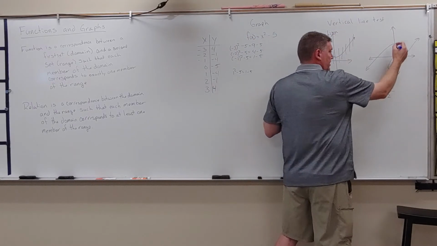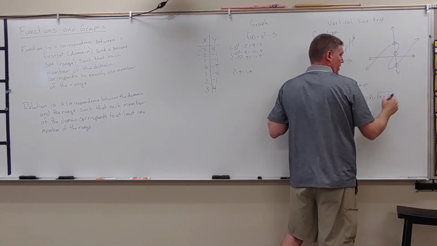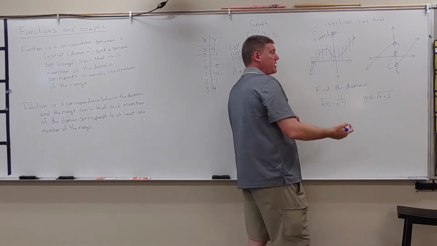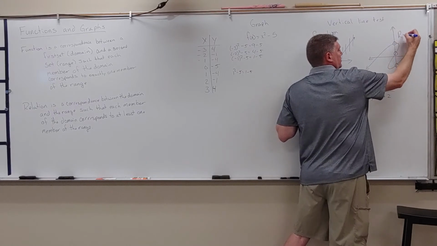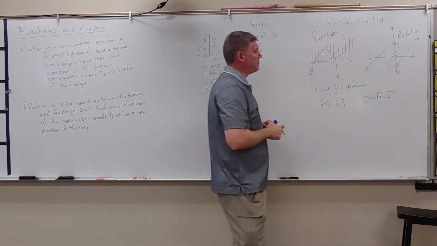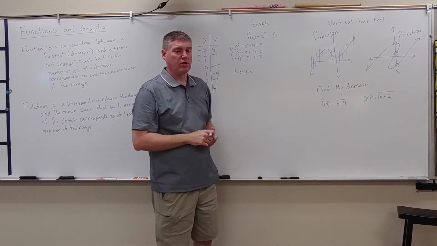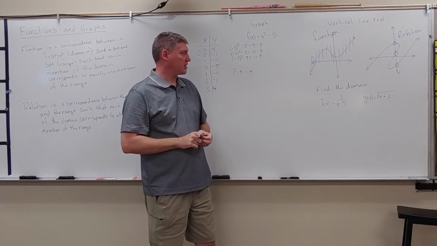If it would intersect it twice or more than once, so this one, the y-axis is actually intersecting it 3 times, then it fails to be a function and it is a relation. Okay? So the vertical line test is a very, very useful tool when we have a visual representation of that graph.